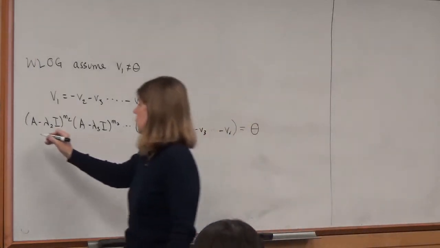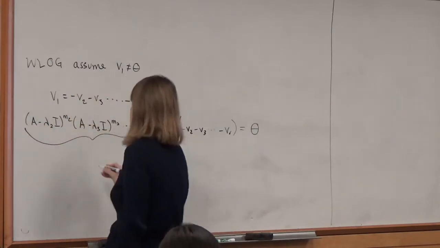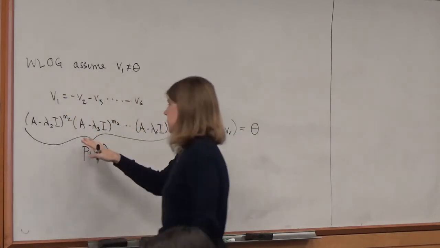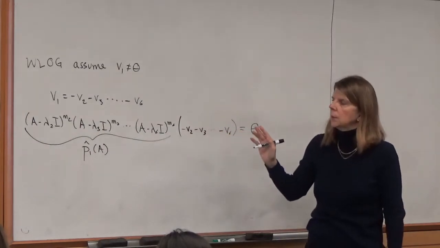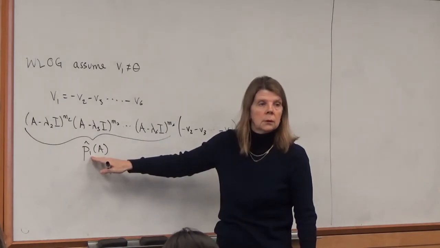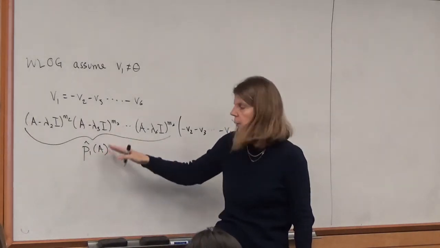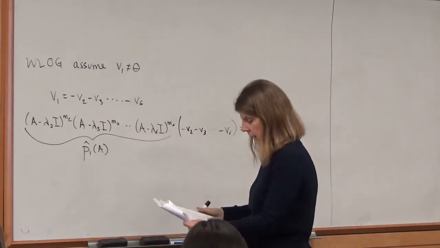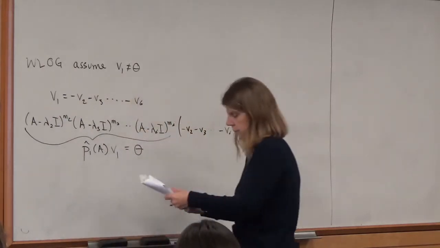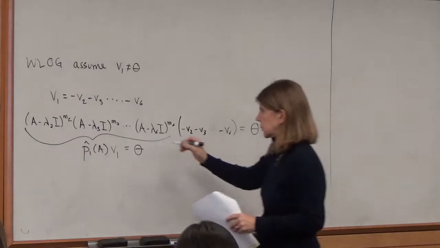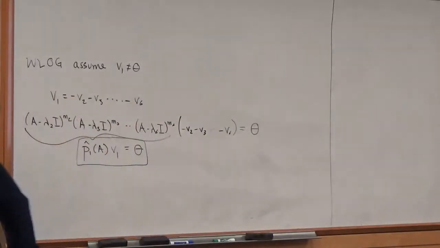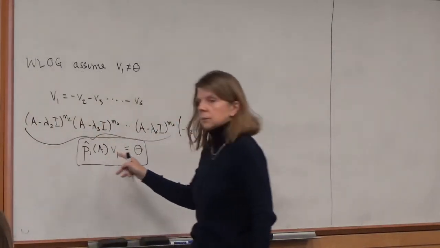Now, this thing here, if we go back to the first part of this proof last day, that's what we called P1 hat of A. It's basically the minimum polynomial with the lambda 1 term removed, evaluated at A. That's just from our notation last day. So that's P1 hat of A times V1 is equal to 0. All right, so now we've established that if this were indeed true, then this has to be true.